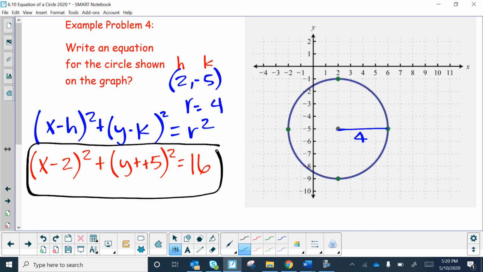That's what you're going to do on your homework. I'm going to give you a picture of a graph and you have to write out the equation. Okay, and all you have to figure out is what's the center and what's the radius. Because if you know those two things, then you can write out the equation.